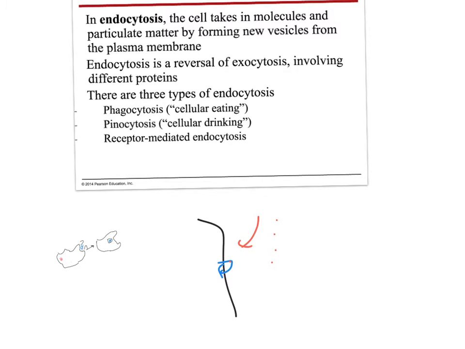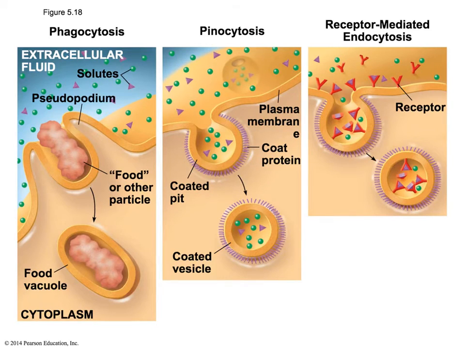If the cell is going to become desensitized to it, what's going to end up happening? That receptor and the ligand get internalized. Now there's no more receptor on the membrane, no more response to the hormone. That's an example of receptor-mediated endocytosis. So here's what it looks like.